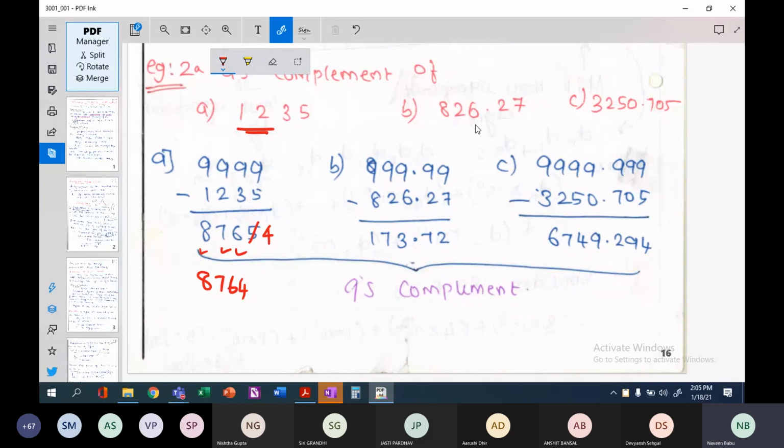Similarly, 8 2 6 2 7. How do you do that? All you need to do is subtract it from 99999. So it is straightforward again. 9 minus 7, 2, 7, 6. Sorry, 9 minus 6 is 3, 9 minus 2 is 7, and 9 minus 8 is 1. Right? So this is how to do 9's complement.